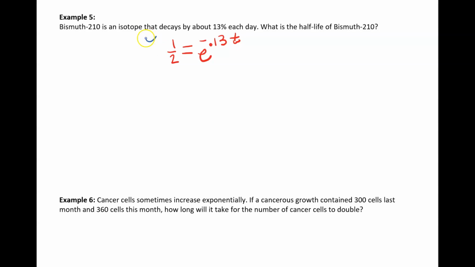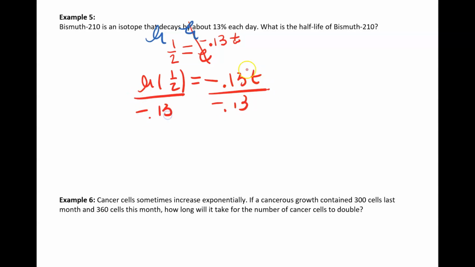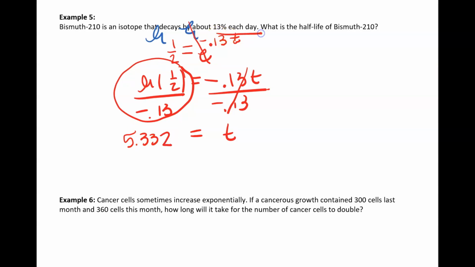In order to solve this, I'm going to have to ln both sides. So I get ln of 1/2 is equal to ln e, which would cancel, negative 0.13t, and divide. Hopefully, you're seeing patterns and processes of what we're doing. Calculate that, 5.332. Now it said that this is each day, so it would take approximately 5.332 days to get to the half-life of bismuth.